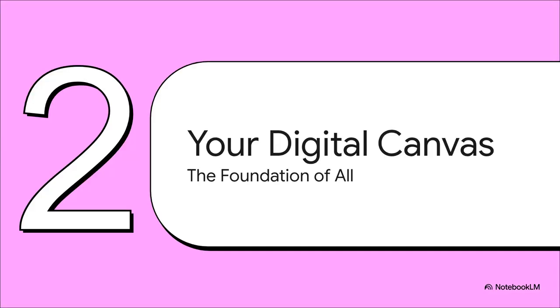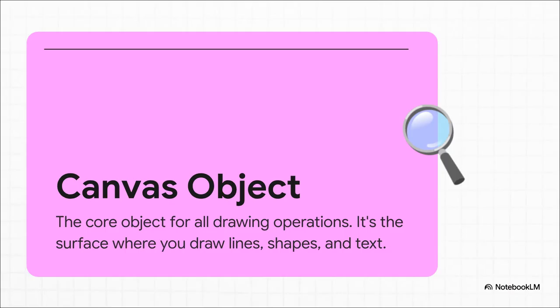So we know where we're going to be drawing. Now let's talk about what we're drawing on. Think about it. Every artist needs a canvas, right? Whether you're using oil paints or pixels, you need a surface to create on. In B4X, that's your digital canvas. And at the absolute heart of everything is the canvas object. This is your fundamental tool. You literally can't draw a single thing without it. This object is what holds all the methods for creating lines, circles, text, and putting images right on the screen.